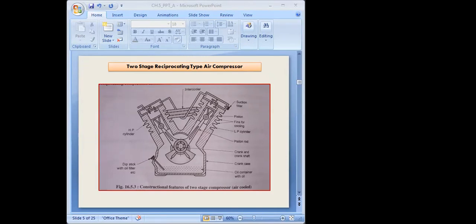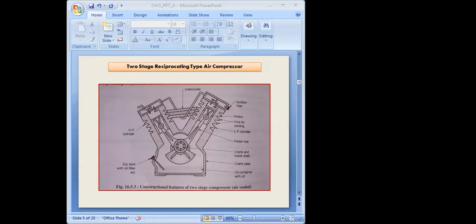You can see here for this first cylinder we have the inlet and outlet port, and the same here also. For the cooling purpose we have the intercooler also. This first one is a high pressure cylinder, and this is a low pressure cylinder. That means suction you can take from this suction filter. This is the inlet, getting it, and from this port it will get outlet.